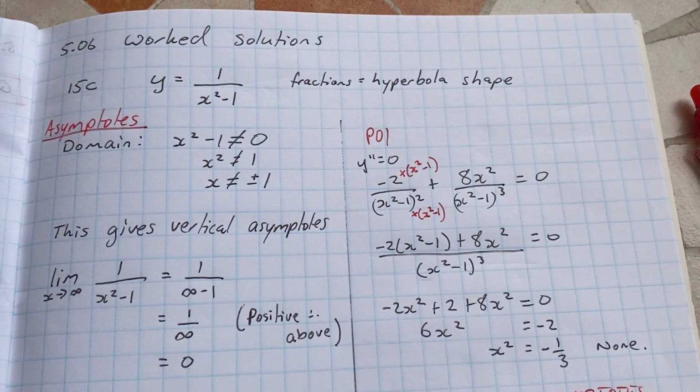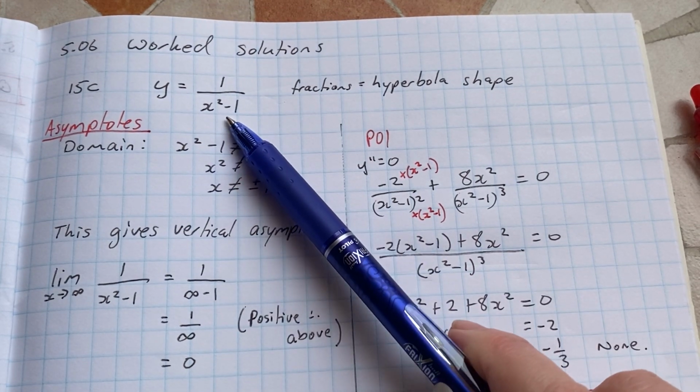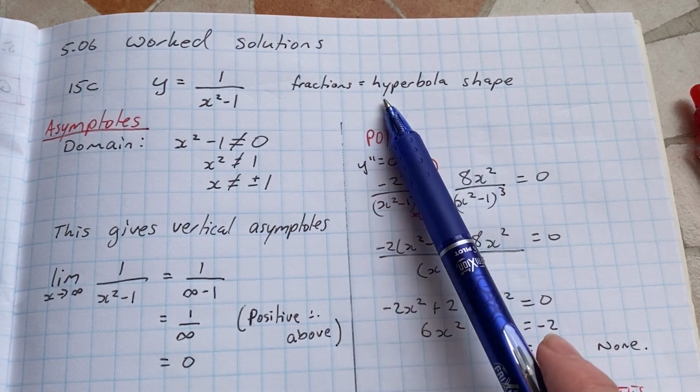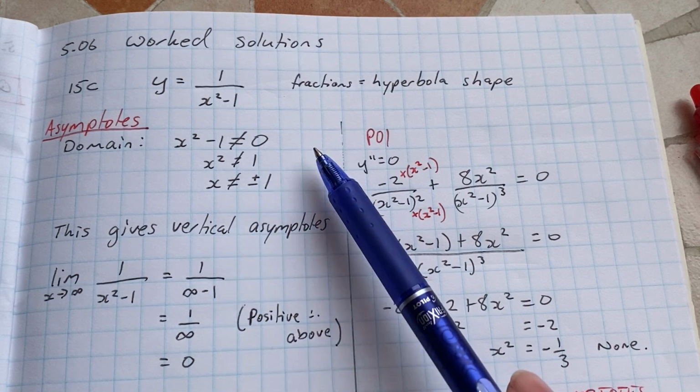Okay, this is a worked solution to exercise 506.15c. Now, this is our function. It's a bit of a tricky one. It's a fraction, so we're expecting in our 2-unit course that it's going to be hyperbolic in shape. I'm going to start by finding the asymptotes.